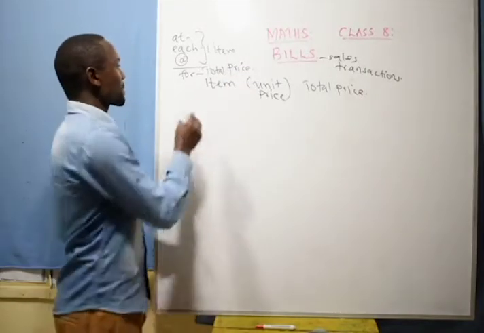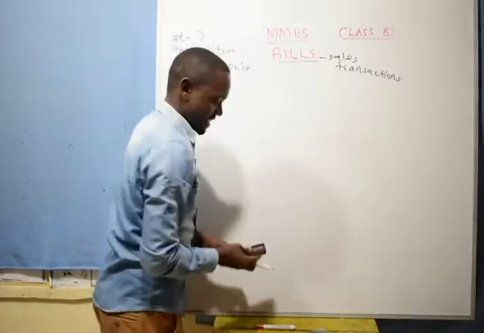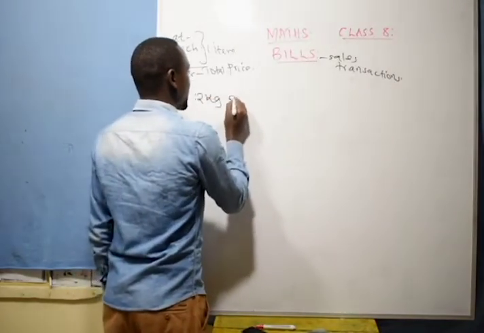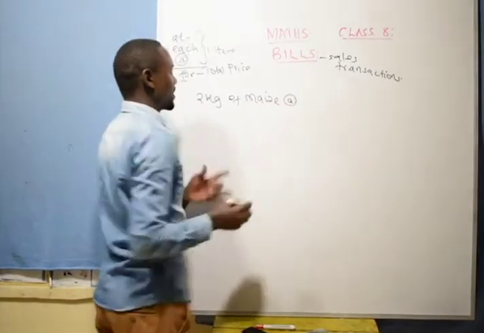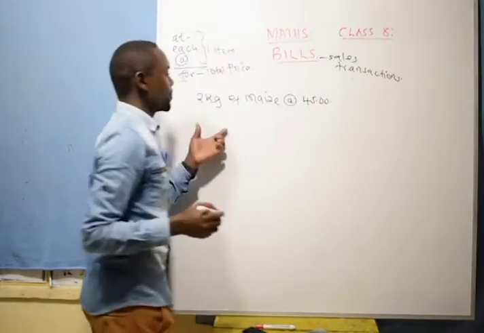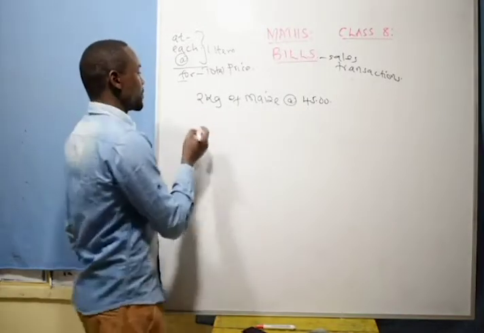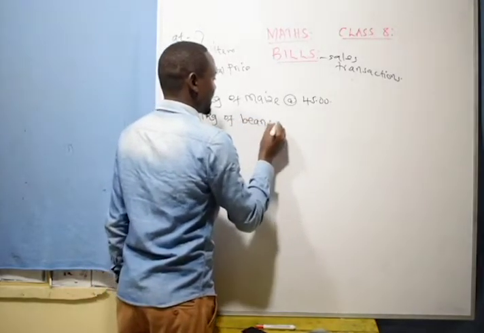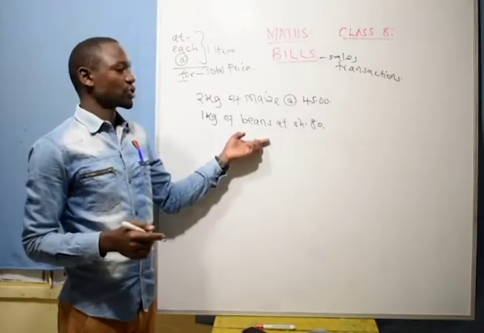For example, you have your shopping list. You buy 2 kilograms of maize, and each kilogram of maize is 45 shillings. Then you also bought 1 kilogram of beans at 80 shillings.